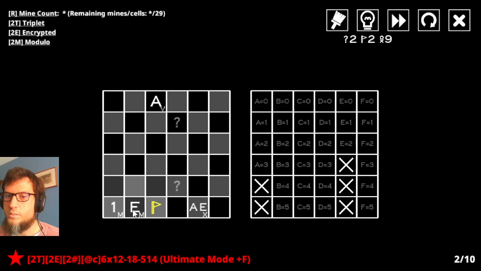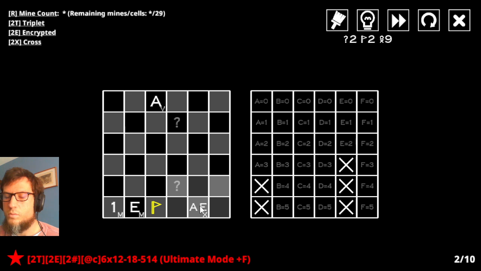If that's a mine, this is... It could be 0 still. It could. But can it be 2? Yes, it can be 2. What am I saying? We need at least 1 mine here, so this can't be a... Oh, well, obviously, because 1 of those has to be a mine. Okay. AE. E is this.